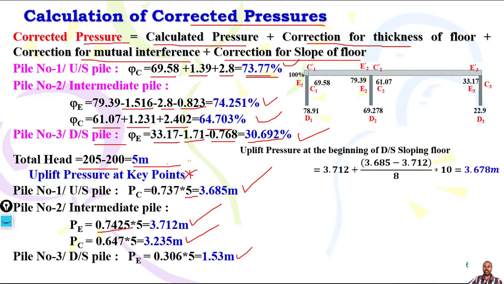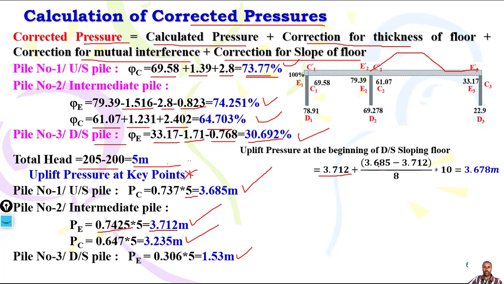So uplift pressure at the beginning of downstream slope of floor, you have already computed 3.712, which is this one at intermediate pile here. Then you have slope like this. Then it will go like this here. So just this is for simplicity we are putting.